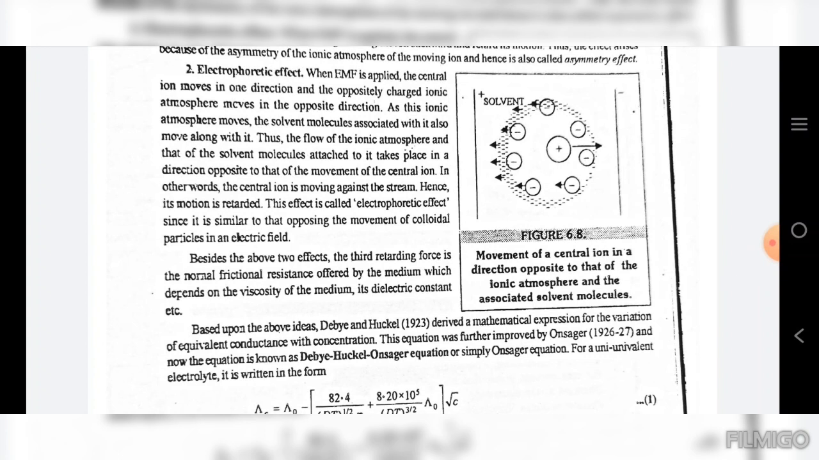Electrophoretic effect. When an EMF is applied, the central ion moves in one direction and the oppositely charged ionic atmosphere moves in the opposite direction. As this ionic atmosphere moves, the solvent molecules associated with it move along with it. Thus, the flow of the ionic atmosphere and that of the solvent molecules attached to it takes place in a direction opposite to that of the movement of the central ion. In other words, the central ion is moving against the stream, hence its motion is retarded.